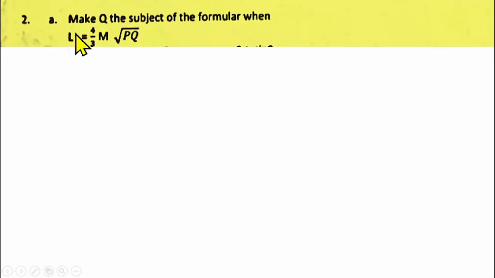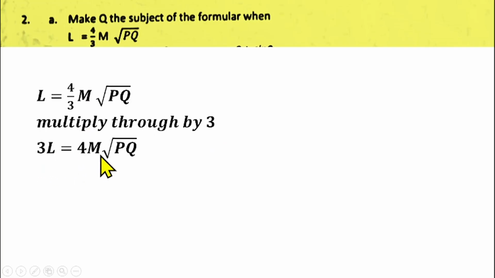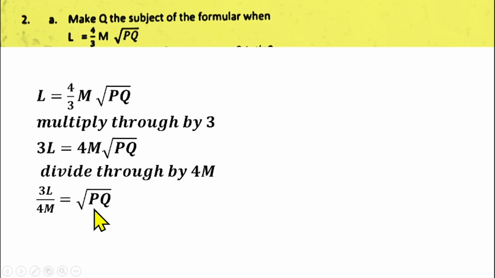Now question number 2 is from the 2a, from the subject of formula. We have to make Q the subject of the formula when you are having L is equal to 4 over 3 m square root of PQ. So what can we do first? We can multiply through by 3 to clear this denominator for us. So if you multiply through by 3, that will give us 3L equals, if you multiply this one by 3 as well, 3 will cancel 3, we have 4m square root of PQ. Then from there we can divide both sides by 4m, so you'll be having 3L over 4m equals square root of PQ.